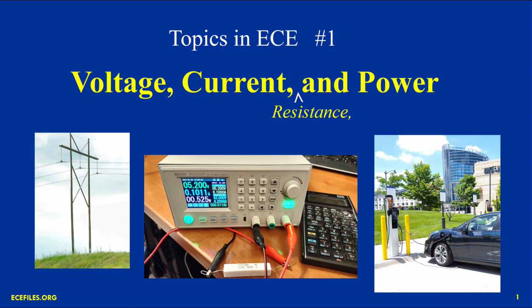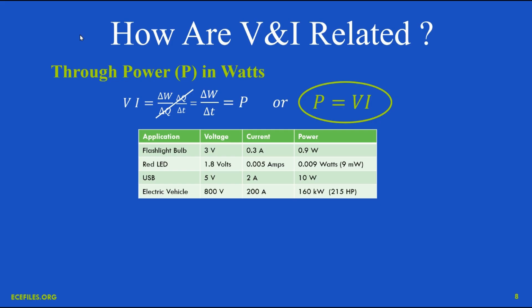Now, the title of today's video was Voltage, Current, and Power and Resistance. So how are the voltage and current related? Well, they're related through that thing called power. And many of you may already know this formula over here on the right. Power is voltage times current. If we know the values, then we can compute the value of power. The actual mathematical derivation of that in terms of the quantities we talked about before is shown here. And I'm not going to go through that right now.